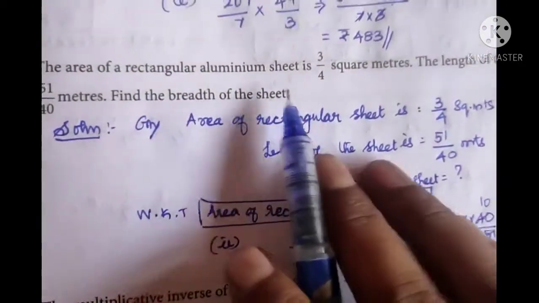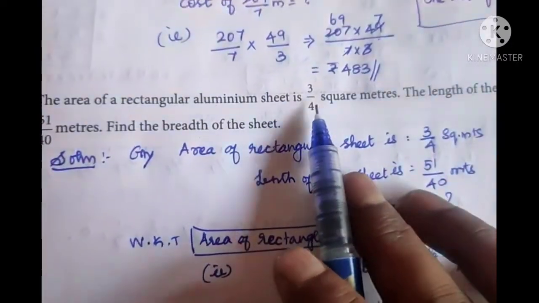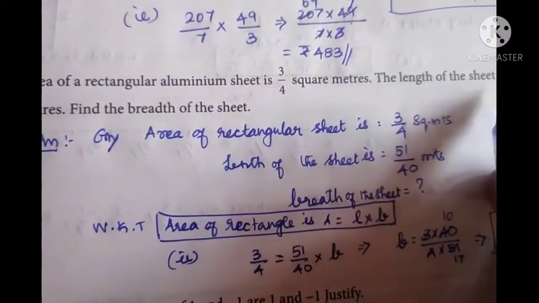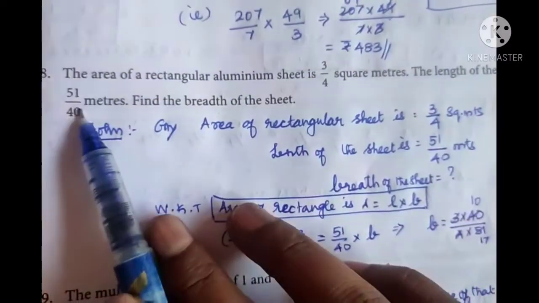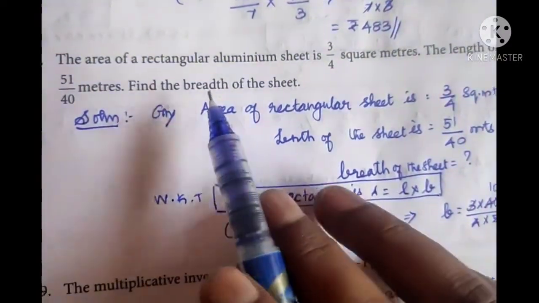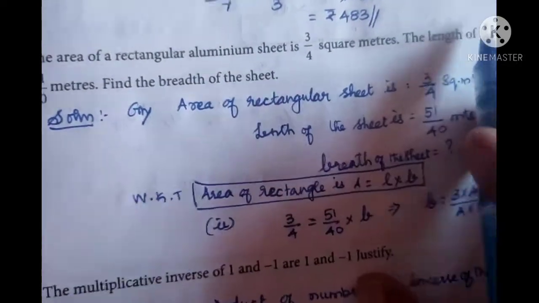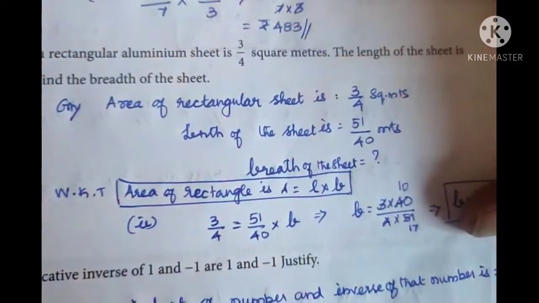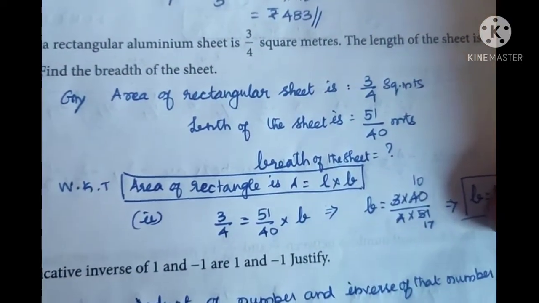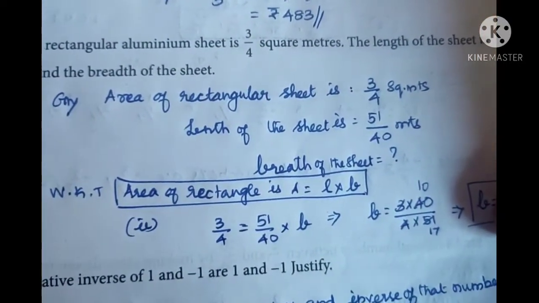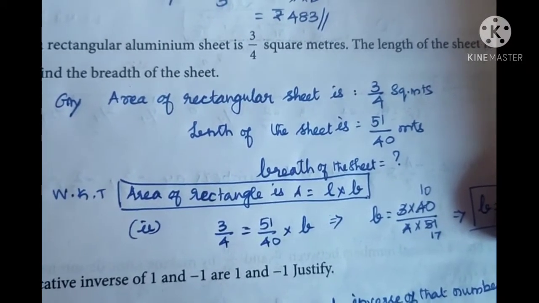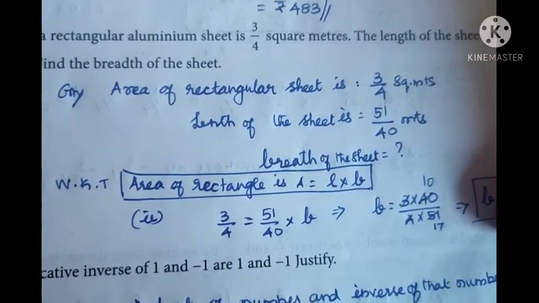The area of a rectangular aluminum sheet is 3 by 4 square meters. The length of the sheet is 51 by 40 meters. Find the breadth of the sheet. Solution. Area of the rectangular sheet is 3 by 4 square meters. Length of the sheet is 51 by 40 meters. Breadth of the sheet is equal to what?